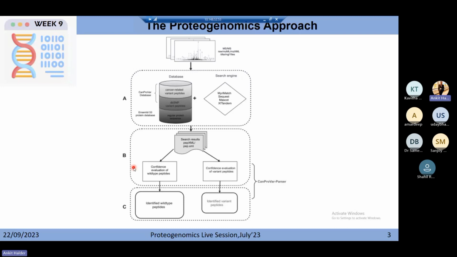Similarly, you will have confidence evaluation of the variant peptides, and then you will have the identified variant peptides. Then you should try to validate those. So how will we be validating those? We have already discussed the targeted proteomics based approaches, SRM, PRM. I hope you are all acquainted with it. If you're not, then please refresh it once. We'll be discussing a case study as well.